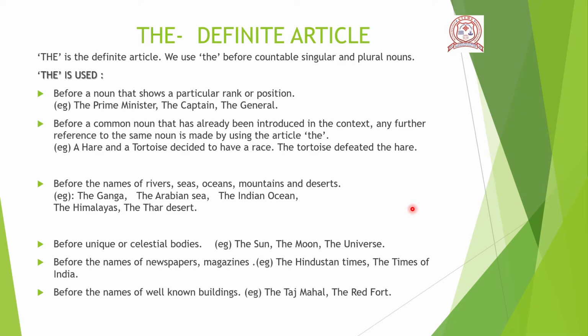Now, that was indefinite articles a and an. Now coming to the definite article. What is a definite article? The is the definite article. We use the before countable singular and plural nouns. Now we start where the is used. First point is before a noun that shows a particular rank or position.